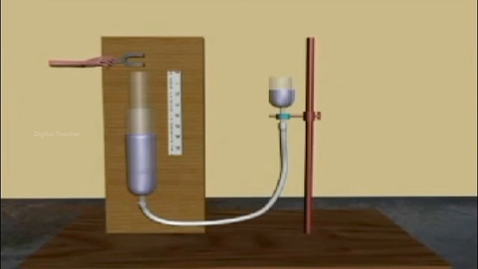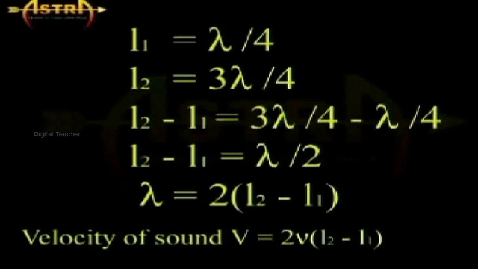When the second loud sound is heard, the length of the air column is observed to be L2 centimeters. At least one node and one antinode between the two ends of the air column are observed. This means the length of air column L2 is equal to 3 lambda by 4. The length of the second air column L2 is 3 lambda by 4. We see that L2 is equal to 3 lambda by 4.